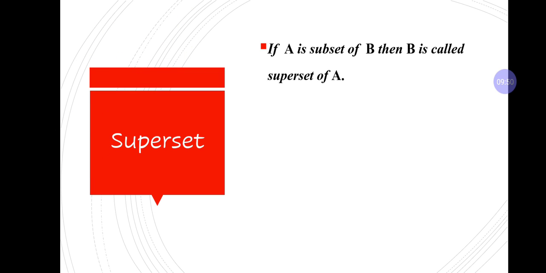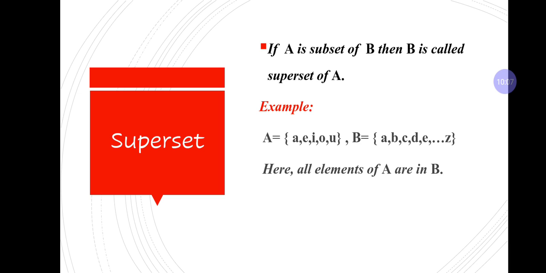Superset. If A is a subset of B, then B is called a superset of A. Example. Here A has elements A, E, I, O, U in it, and B has the set of all alphabets of the English language. Here all elements of A are in set B. So we can say A is a subset of B and B is called a superset of A.